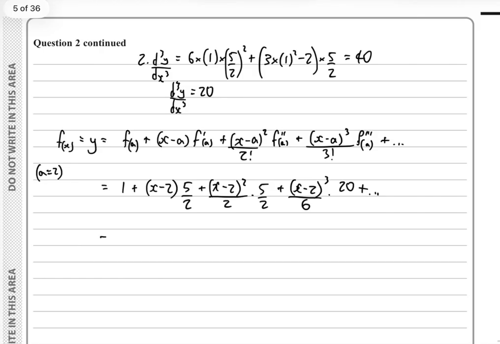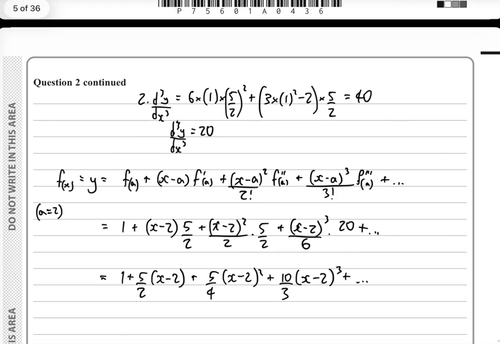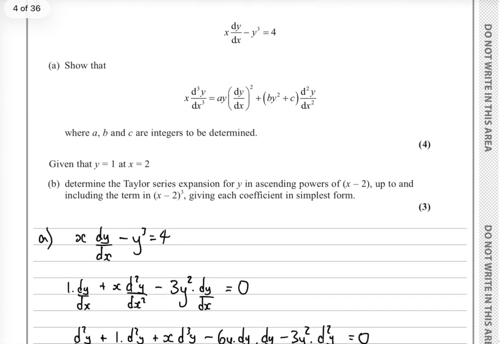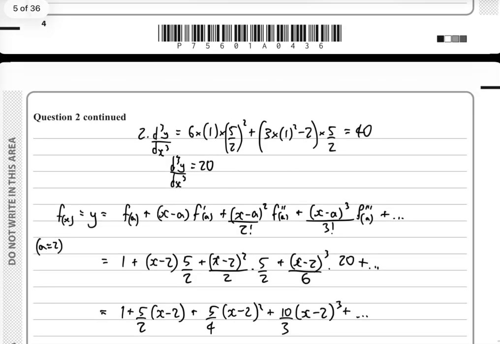Tidying that up a little bit, not that there's much we can do here. 5 over 4, x minus 2 squared, plus 10 over 3, x minus 2 cubed, and there we go. That is part B finished. On to question 3.